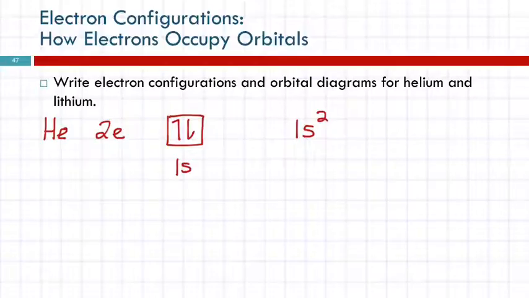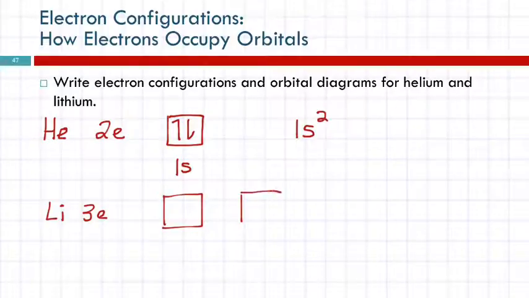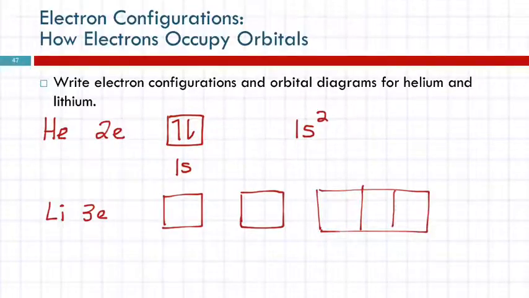Let's do lithium. How many electrons does lithium have? 3. So I'm thinking about the quantum hotel, that this box is already full. We're going to need to go somewhere else. On the second floor, I'm just going to draw out the whole second floor. So this is the 1s sublevel, this is the 2s sublevel, and this is the 2p sublevel.